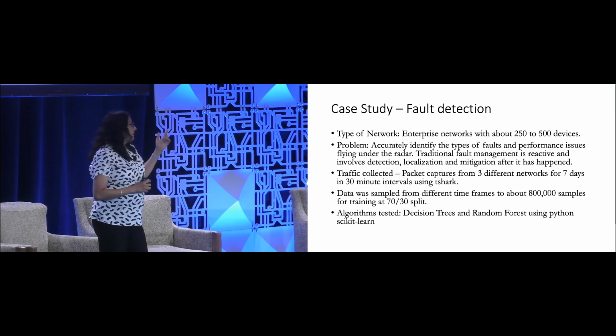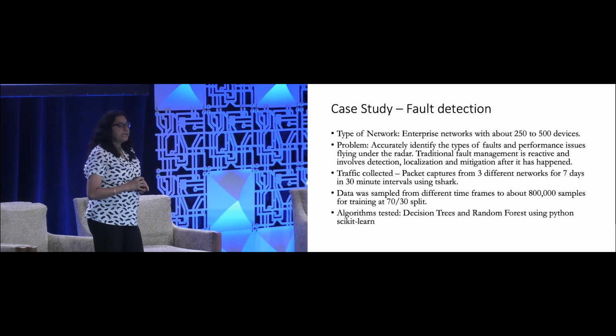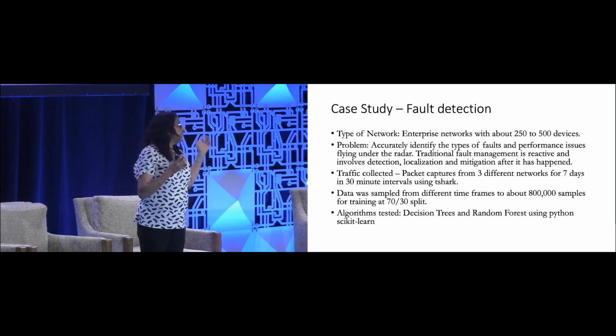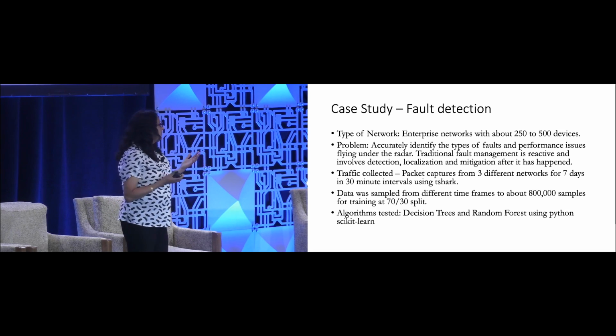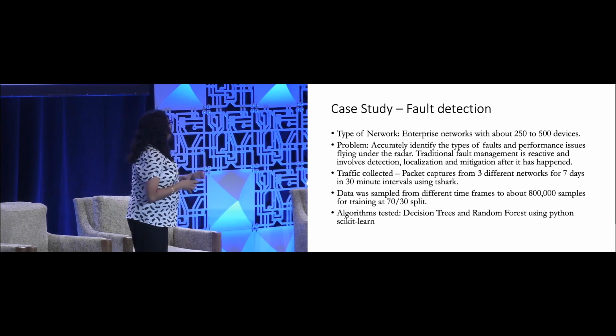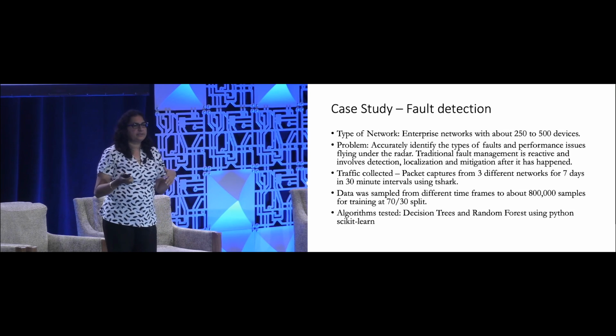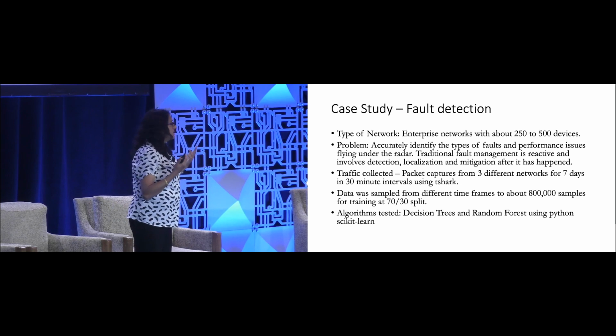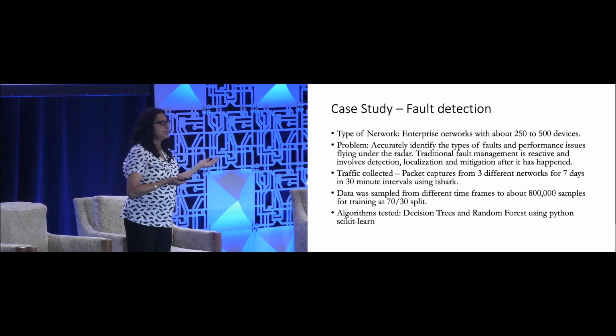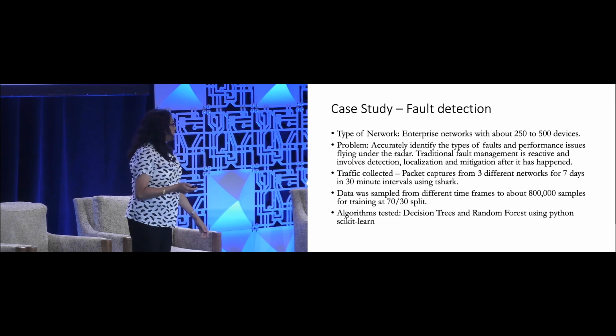So for the fault detection, we kind of did the same thing. Devices, networks between 200 and 500 devices. And we collected packet captures, and we basically sampled using 800,000 samples. We did not test support vector machines because we thought, since we couldn't even get it to work for a simple case, this was more complex. So we just decided to test with decision tree and random forests.